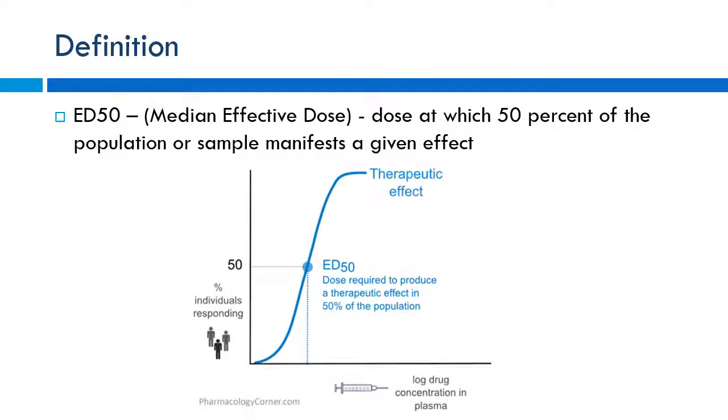So one of the first definitions we're going to see here is going to be ED50, or basically the effective dose 50, or the median effective dose. This is basically going to be the dose at which 50% of the population or of the sample that we're looking at is going to manifest a given effect, right? So this is basically going to be the middle of the curve here, and probably is going to be roughly about 50% receptor occupancy, right?